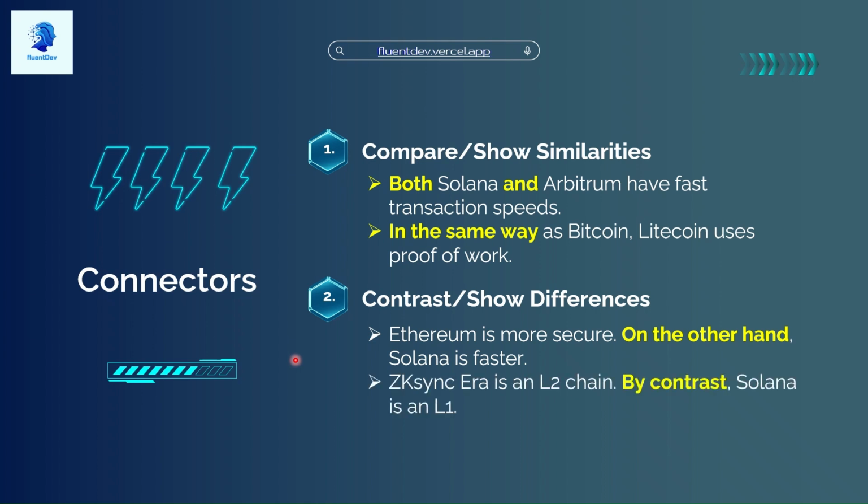Another example, ZK Sync Era is an L2 chain. By contrast, Solana is an L1. So by contrast, it's saying, hey, this is different than that.